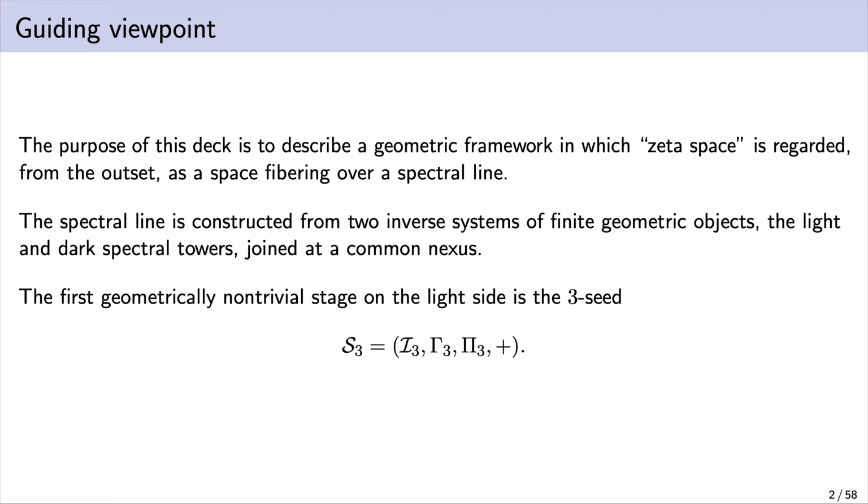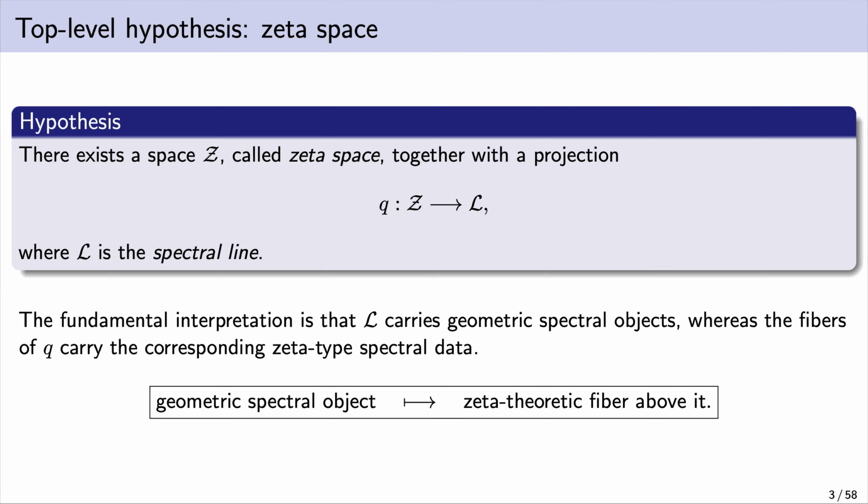and this would correspond to the light side, which is denoted there as plus, is S3 equals this triple of objects, which I've gone through before, and I'm assuming some familiarity with in this presentation.